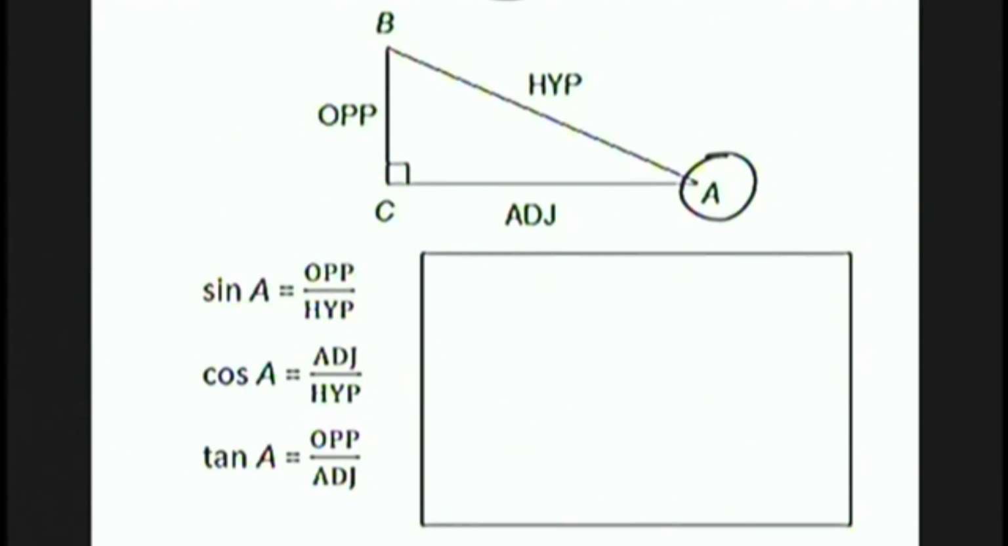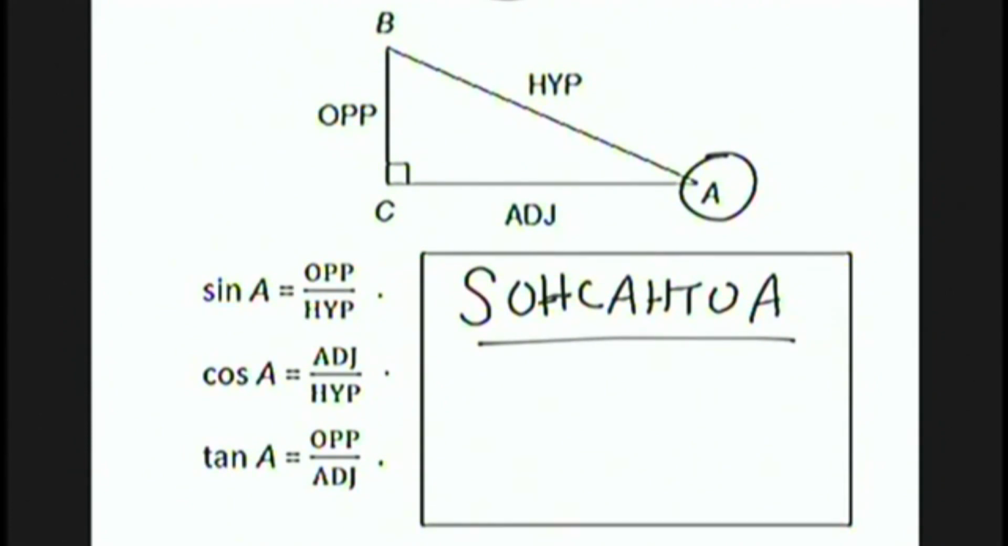The sine of A is opposite over hypotenuse. The cosine of A is adjacent over hypotenuse, and the tangent of A is opposite over adjacent. Many students find it helpful to remember the word SOHCAHTOA. This is just a mnemonic device for remembering that sine is opposite over hypotenuse, cosine is adjacent over hypotenuse, and tangent is opposite over adjacent.